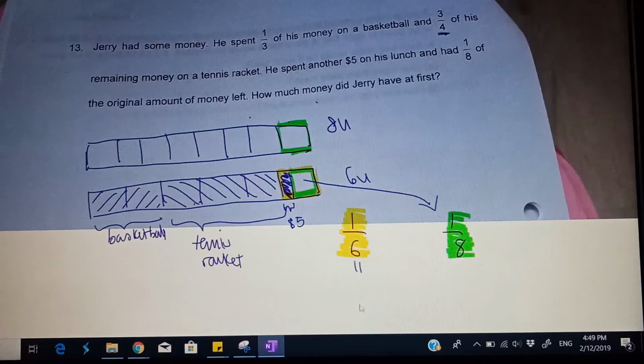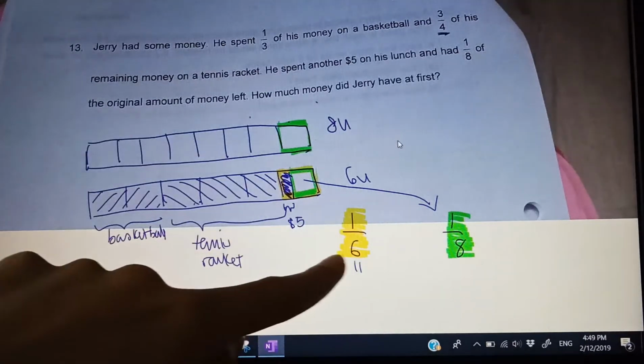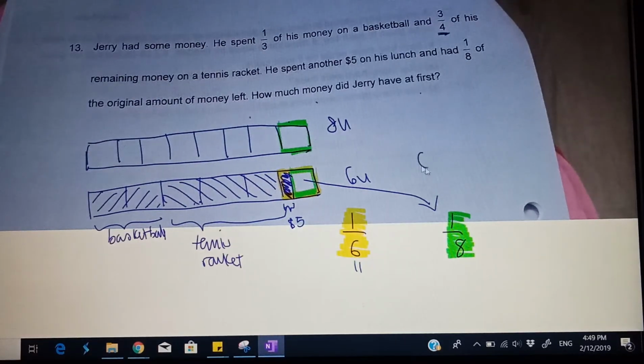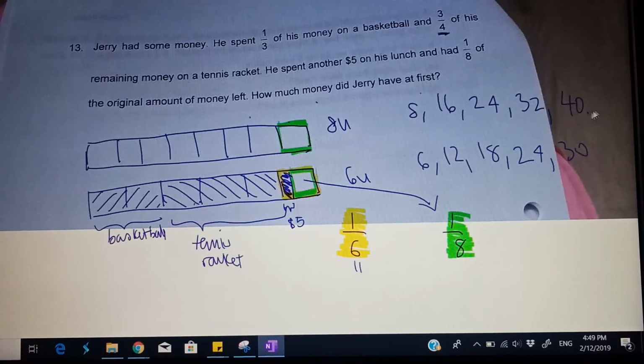So this one, their common multiple is, what are the multiples of 6? 6, 12, 18, 24, 30, right? Stop here. Then what are the multiples of 8? 8, 16, 24, 32, 40, right? Then it goes on. So what's the common multiple of 8 and 6? Right, you see these two numbers? 24. So you have to make them both have a denominator of 24.